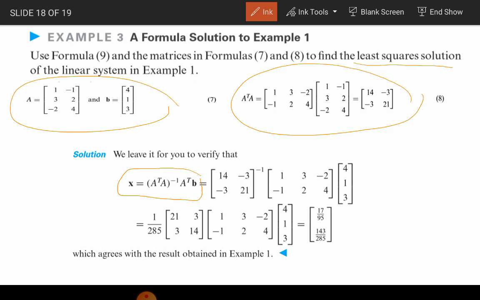You just put the values into this formula. You know that just now A transpose A equals 14, and it must have an inverse, times A transpose times B. So you put B here, and then you can calculate as usual and you will get the value of x. This is one of the formula solutions by using least square solution.